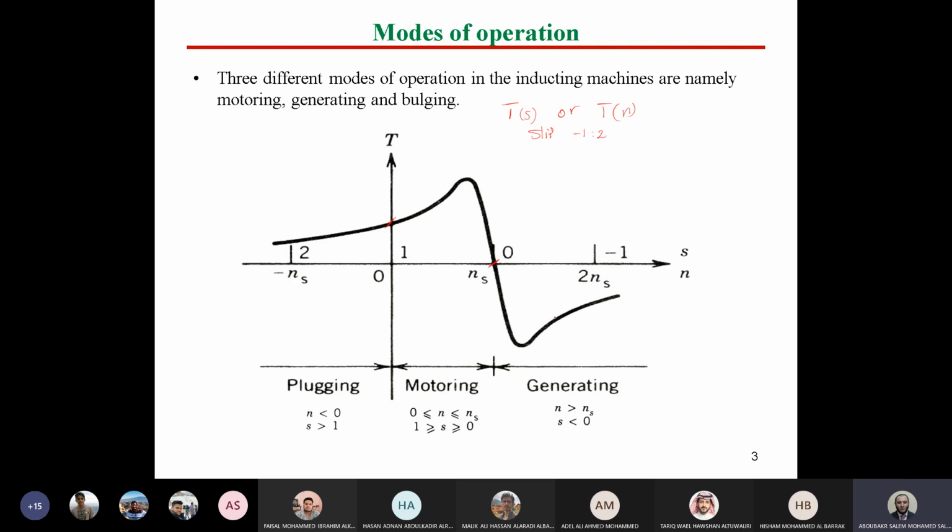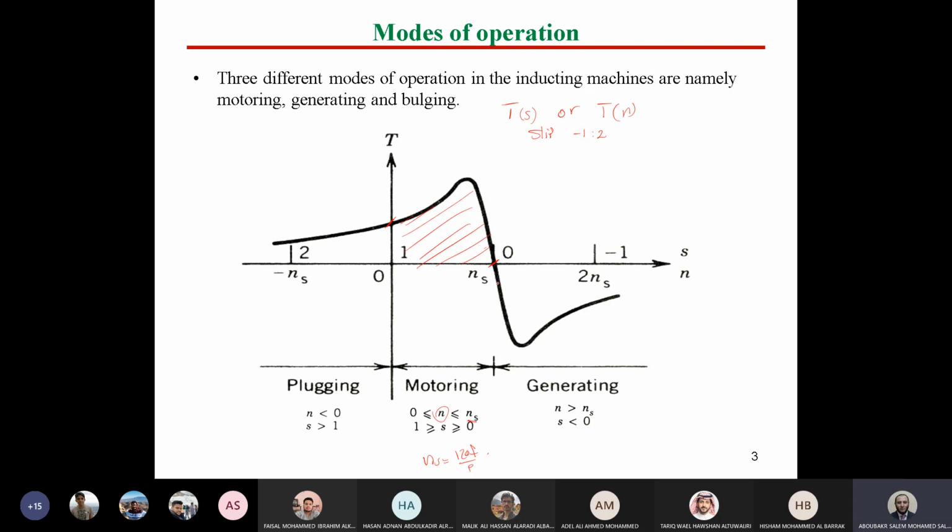Motoring mode, where, as you can see, the machine speed is lower than the synchronous speed. Synchronous speed NS equals 120 F over number of poles. So this is now called motoring mode. All of our problems that we have discussed up till now are dealing with this mode. This is the motoring mode.